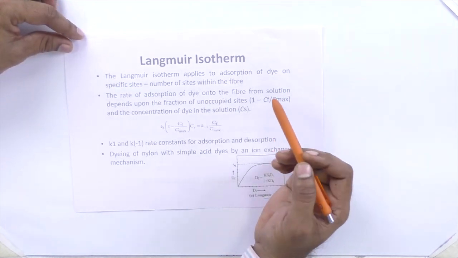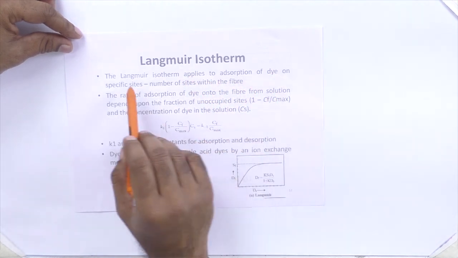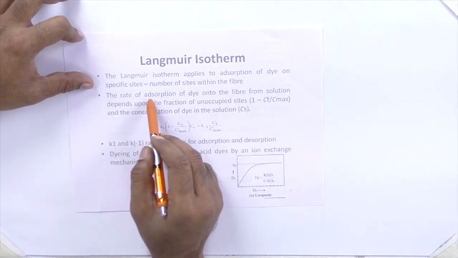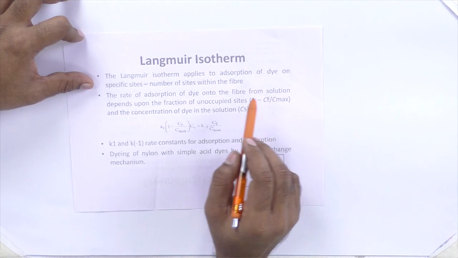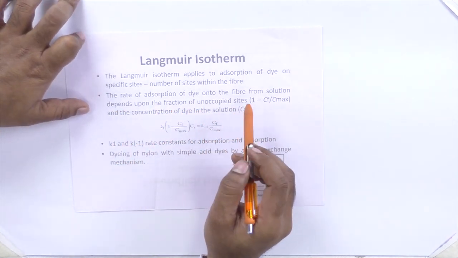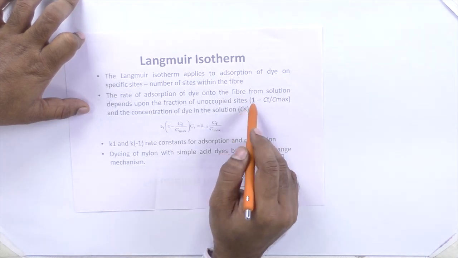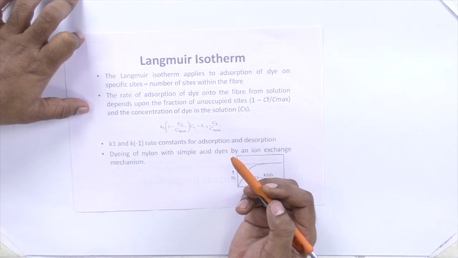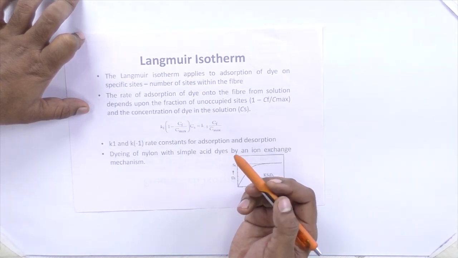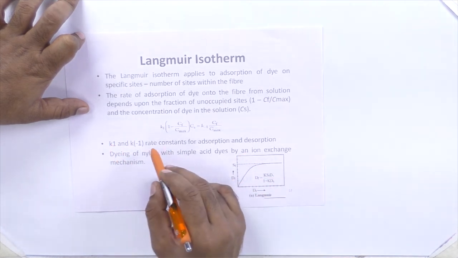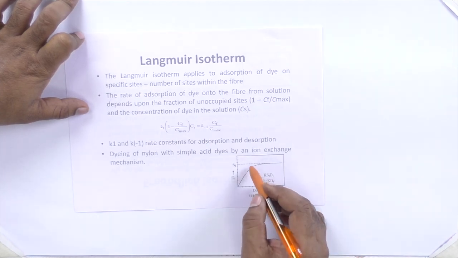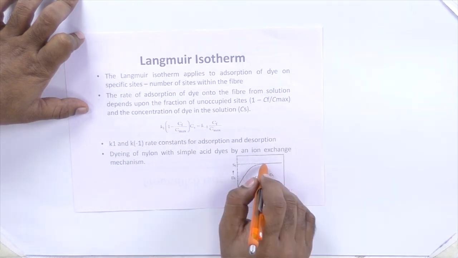And the next isotherm is Langmuir isotherm. So it applies to adsorption of a dye on a specific site of the polymer matrix. So specific site means number of sites within the fiber. The rate of adsorption of dye into fiber from solution depends upon the fraction of unoccupied sites. That means how many sites remaining in the polymer determines the rate of adsorption. Here the rate of adsorption is given by K1 (1 - Cf/Cmax), and Cs = K-1 Cf/Cmax, where K1 and K-1 are the rate constants for adsorption and desorption process, and nylon follows this isotherm. So once the number of unoccupied sites is exhausted, there will not be further dyeing. It reaches the optimum level.